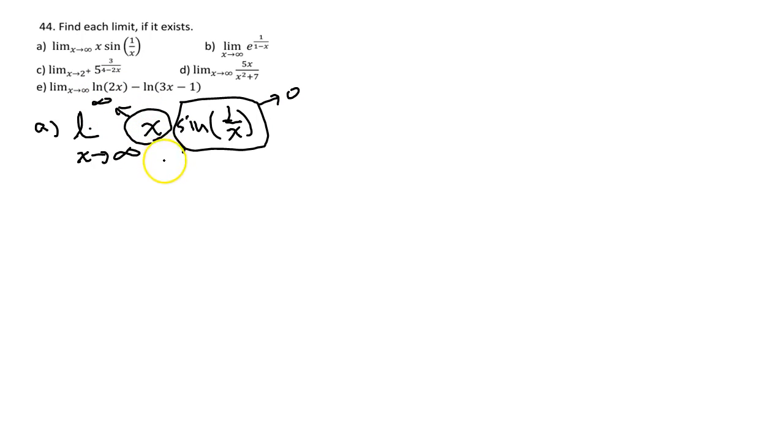It's really, really large. So if you have something that's growing ever larger and larger, times something that's going ever slower and slower, what would be the limit? Well, you really can't tell, because it really depends on which is growing faster. So if x is growing much faster to infinity than sine 1 over x going to 0, then this will be a huge number, or it might even diverge. But if it's the other case where sine 1 over x goes to 0 much faster than x, then the limit could be 0.